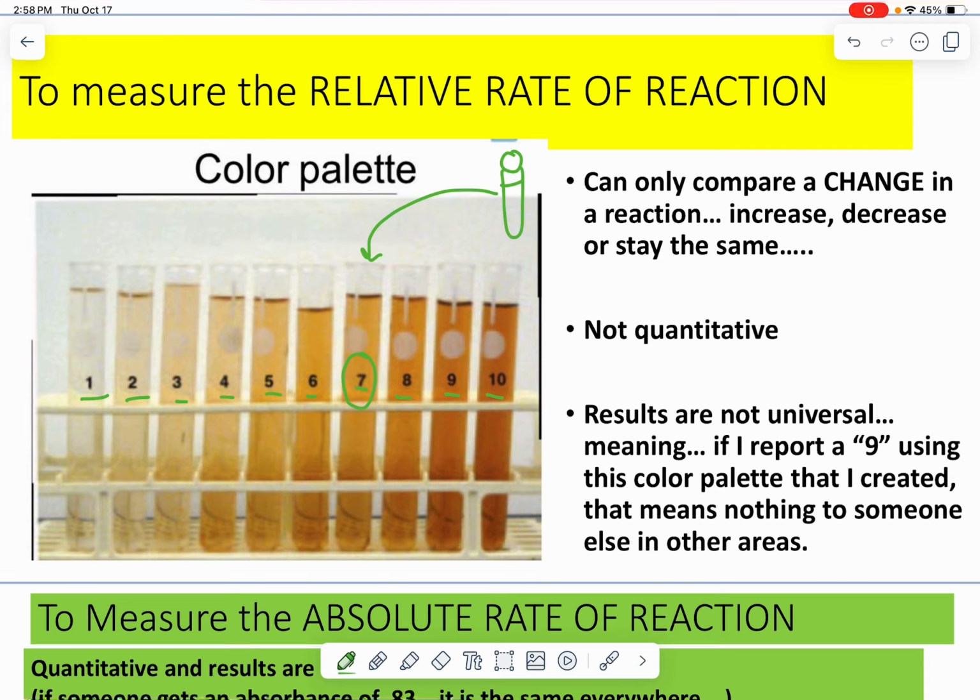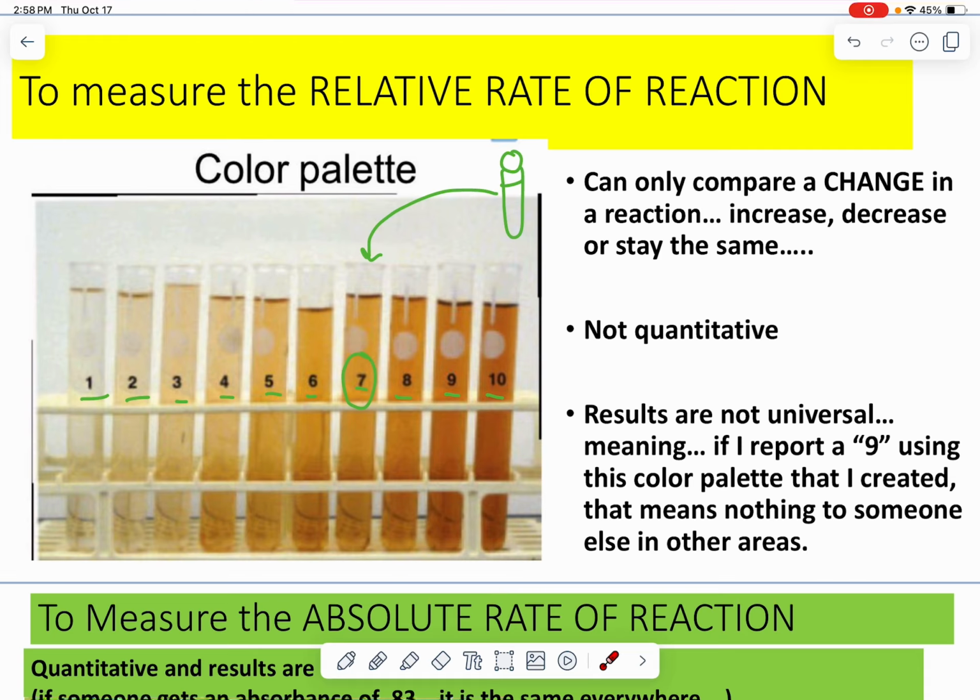So you're not going to have to create that color palette. I've already done that. It's just sort of a rule or a guideline we're going to use for how dark the brown is. The problem with this is this just tells us the relative rate of reaction. So based on when I made up this color palette and took these pictures to give you, I assigned this color a 2 and this color a 3 and a 4 and so on.